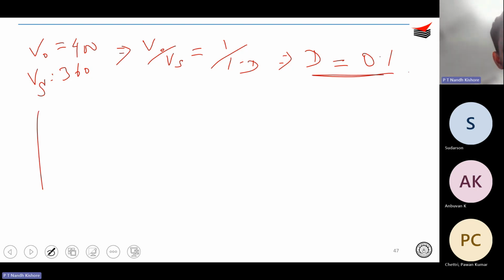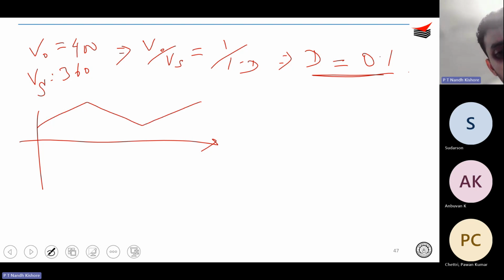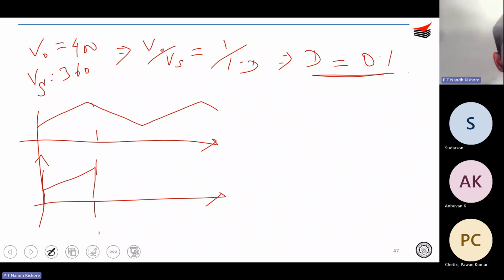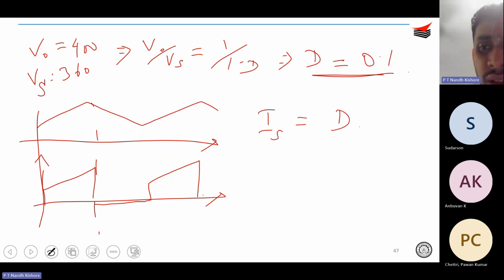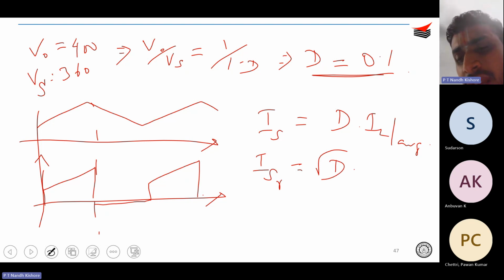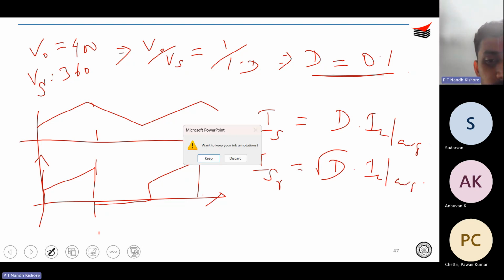Now the point is, in a boost converter, the inductor current is like this. When the switch is on, the switch current is something like this, right? So simple method, I switch average is D times IL average. And I switch RMS is root over D times IL average.